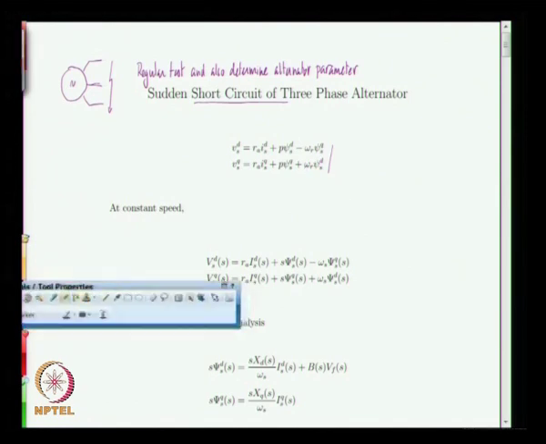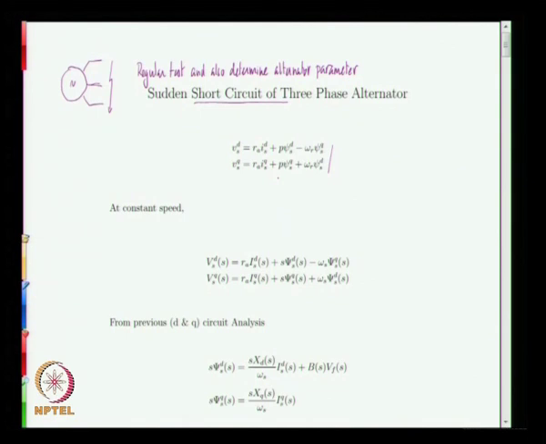Now, the experiment that we are going to consider is the application of a short circuit to an alternator, with the assumption that the speed of the rotor, that is you have the rotor rotating at some speed, is constant.